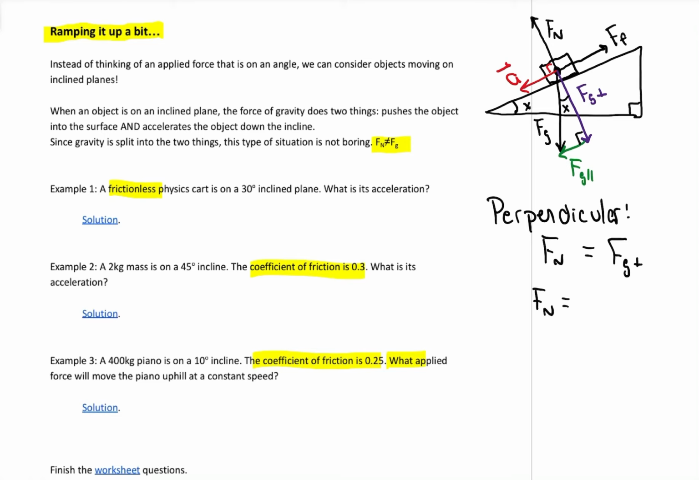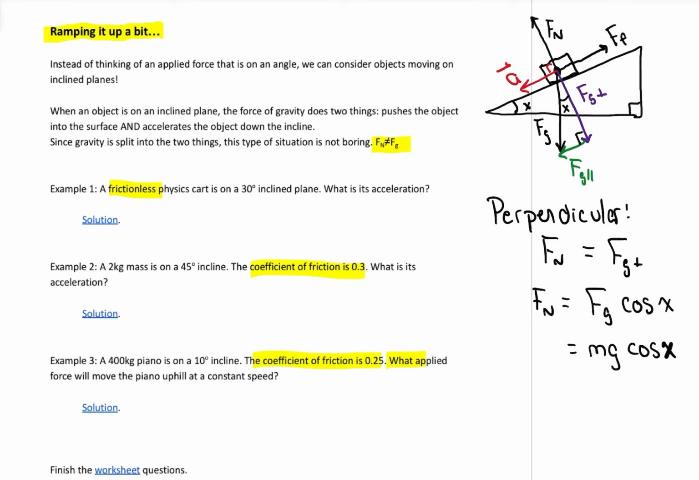From a little bit of trig, Fg perpendicular, since it's adjacent to the angle, that's a cosine relationship, so CAH. It's the hypotenuse multiplied by the cosine of the angle. The hypotenuse is gravity, that's always mg. So it's mg multiplied by the cosine of the angle. That's the normal force for an object on an incline.